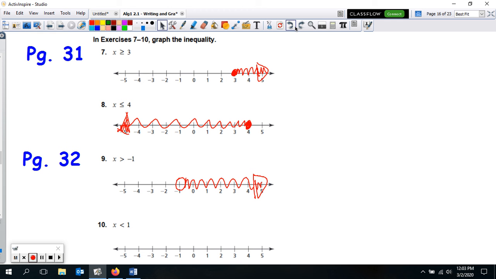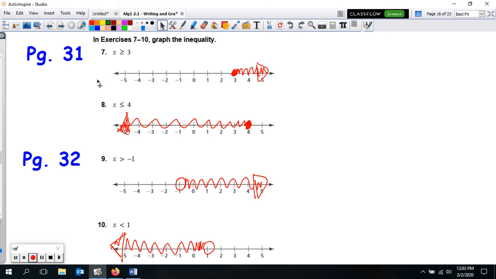And then number 10, we're going to go to +1, so +1 is here. The hole that we're going to put on has to be open because again there's no equal to, just the symbol there, so it's an open hole at that number 1. And then we're going to shade to the left because it says x is less than 1. And so there you go.